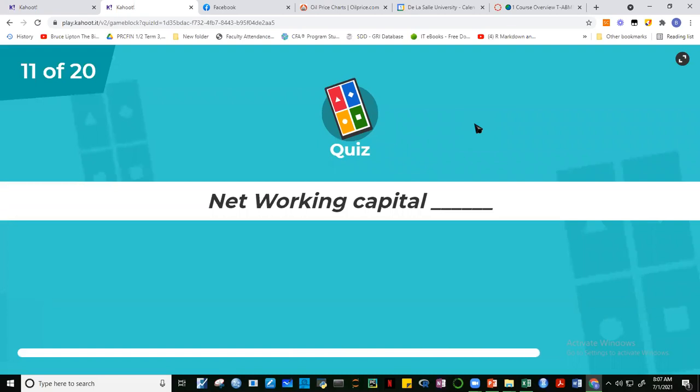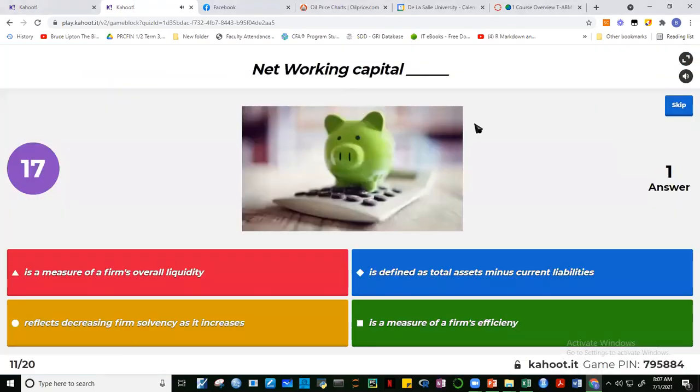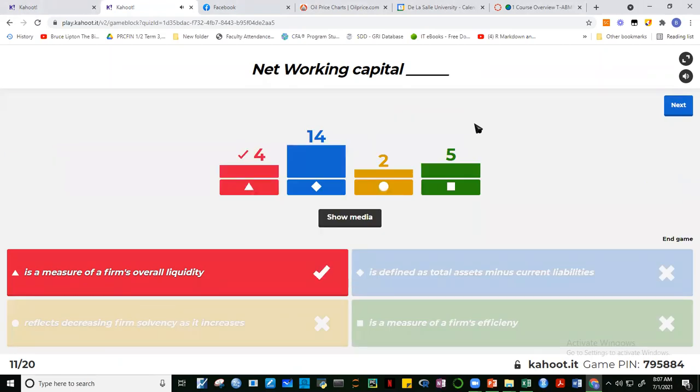Net working capital. Ano ba yung net working capital? Okay, the answer is, marami sa inyong nag-answer guys ng letter B. Kaso yung letter B guys is defined as total assets minus current liabilities. Mali itong total assets, no? Dapat current assets minus current liabilities. Kung current assets to minus current liabilities, tama yon, net working capital yon. However, since total assets ginamit dito, mali siya, no?